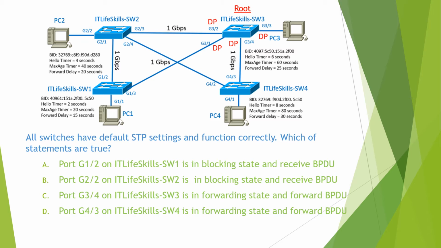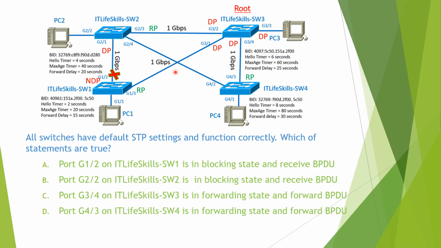All switches in this network use 1 gigabit per second links, so we can easily figure out that these are the root ports. Now let's look at this link. In this link, the bridge priority on IT Live Skill Switch 2 is less than the bridge priority on IT Live Skill Switch 1. So the port Gs21 will become designated port and the port Gs12 will become non-designated port.